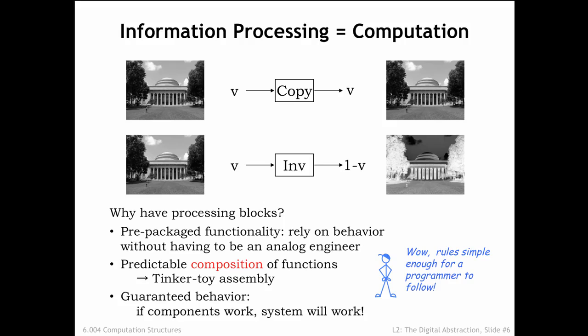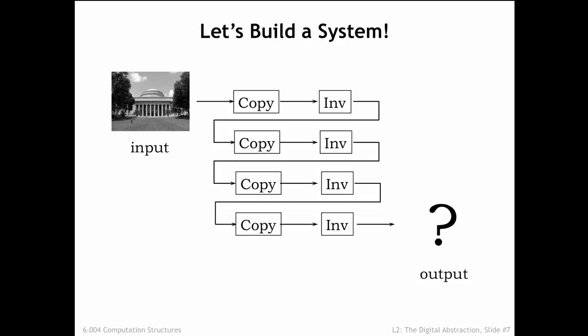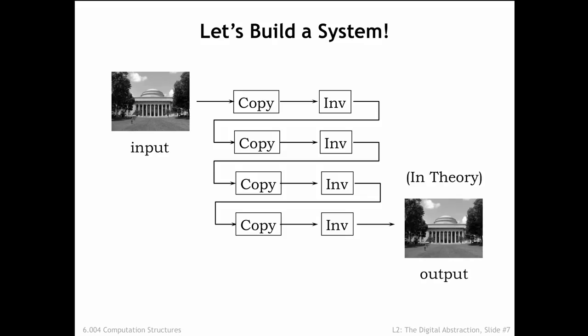The whole idea is that there's a guarantee of predictable behavior. If the components work and we hook them up obeying whatever the rules are for connecting blocks, we would expect the system to work as intended. So, let's build a system with our copy and inverting blocks. Here's an image processing system using a few instances of each block. What do we expect the output image to look like? Well, the copy blocks don't change the image, and there are an even number of inverting blocks. So, in theory, the output image should be identical to the input image.